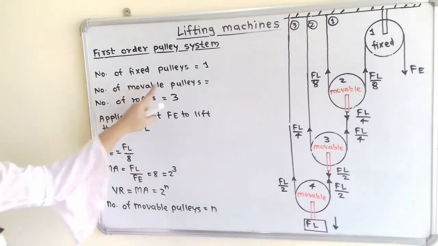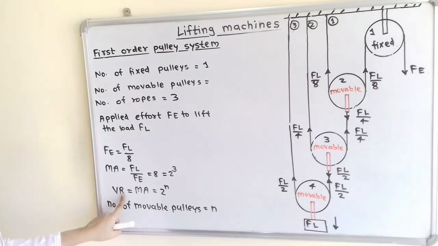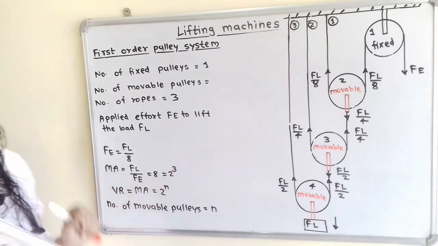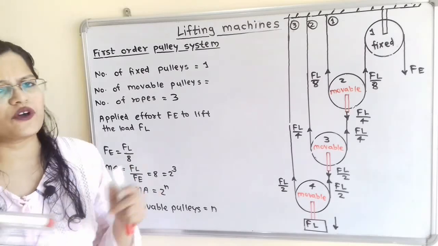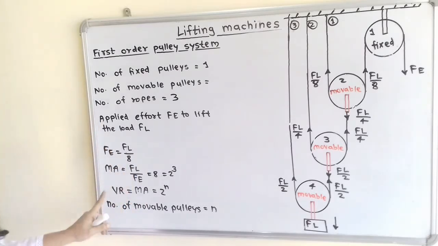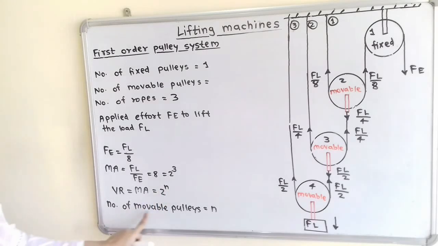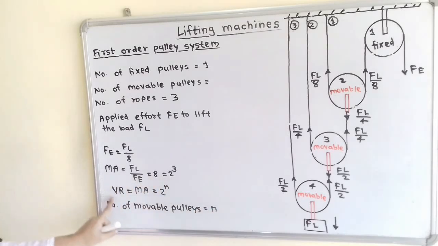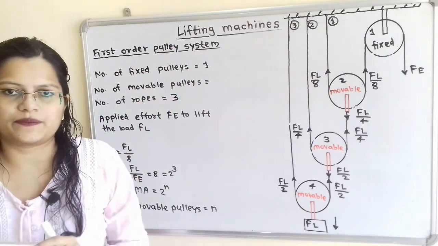So we can say that number of movable pulleys is equal to n. So we can write VR, that is velocity ratio, which is equal to mechanical advantage, is equal to 2 raised to n. Now this is the formula that we have to apply for an ideal machine. So for the ideal machine, we know velocity ratio is equal to mechanical advantage, and which is equal to 2 raised to n, where number of movable pulleys is equal to n. So this is the formula to calculate velocity ratio or mechanical advantage in case of first order pulley system.